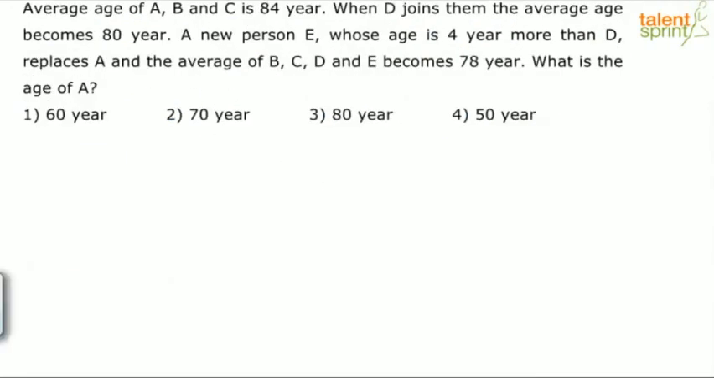Here we go. The third question of the session today on average. Average age of A, B, and C is 84 years. When D joins them, the average age becomes 80 years. A new person, E, whose age is 4 years more than D, replaces A, and the average age of B, C, D, and E becomes 78 years. What is the age of A? The answer options are 60, 70, 80, or 50.